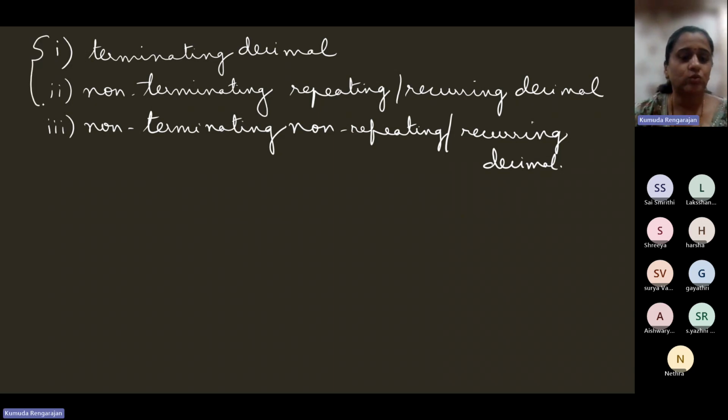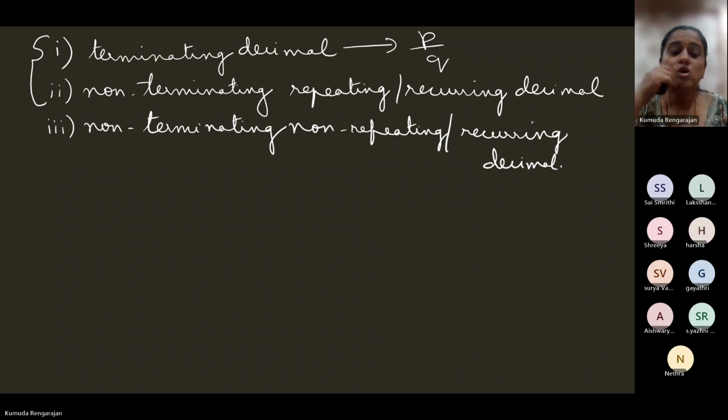Now the first two can be represented as a rational number. Terminating decimals and non-terminating repeating decimals are rational numbers because they have an equivalent p by q form. If it's a terminating decimal, it will have an integer by integer form because such a decimal is a result of a division process. How did we get this terminating decimal? It's a result of a division process where the division had come to an end with a zero remainder.